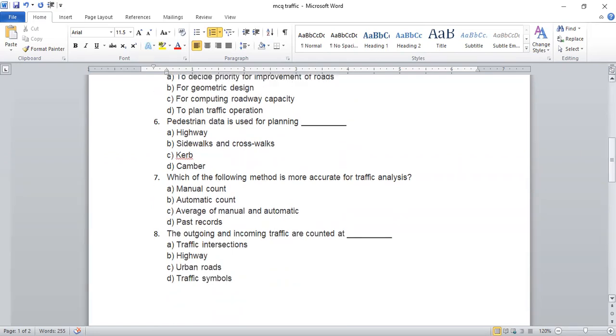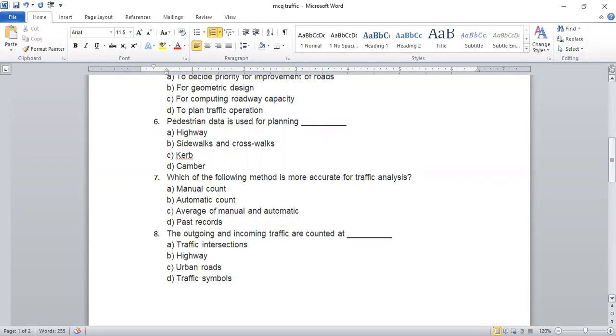Next, the sixth question. Pedestrian data is used for planning. You understand the road component. In the road component, pedestrians walk on which part of the road? On the sidewalk and the crosswalk. So the answer here will be option B.